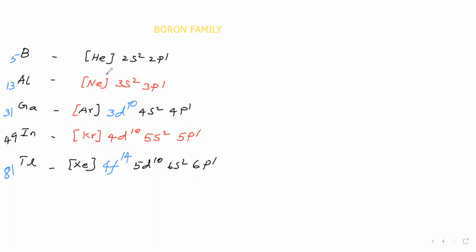Next we will see atomic radius. Atomic radius of these elements, that we will see. Down the group, what happens to the atomic radius? Increases. Now boron atomic radius is 85 picometer. Aluminium atomic radius is 143 picometer. So from boron to aluminium, atomic radius increases.